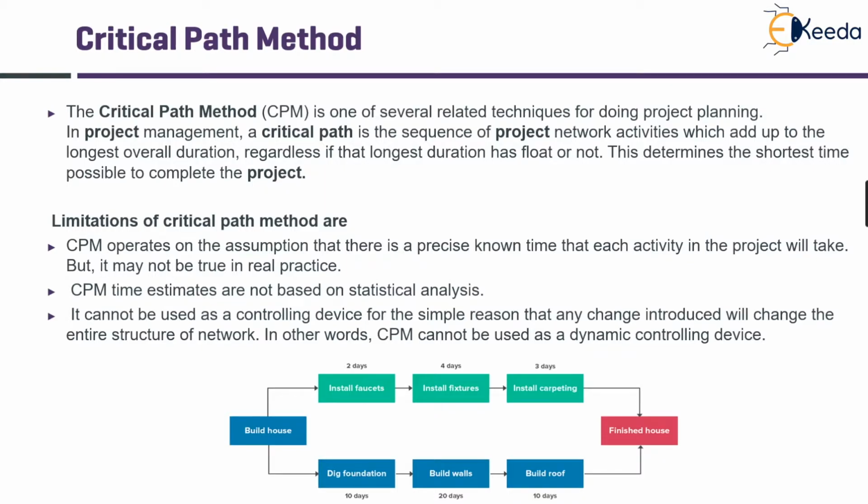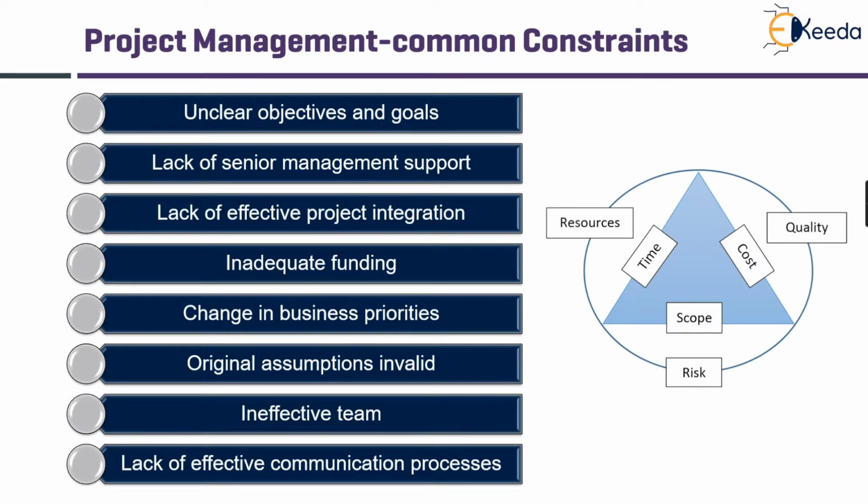So how do constraints actually affect the most commonly used critical path method? Let us look at the common project management constraints. These are unclear objectives and goals set by the client or the management, lack of senior management support, lack of effective project integration, inadequate funding, change in business priorities, original assumptions becoming invalid, ineffective team, and lack of a communication process. These are some of the major reasons that even large projects in which various experts are involved fail, because they tend to forget about these very common constraints and put a negligent eye on achieving these goals.